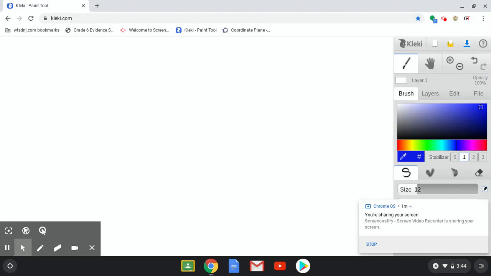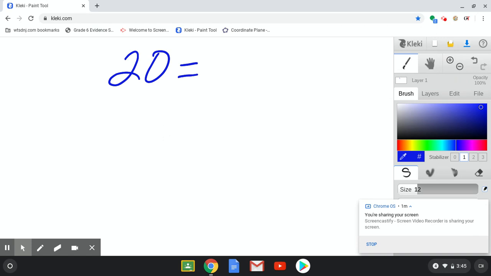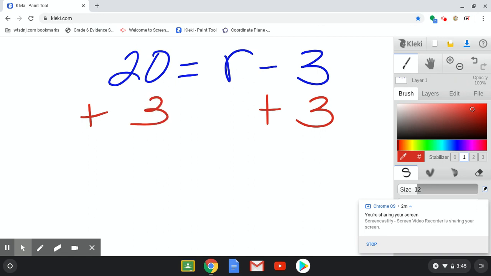Okay, so let's say we had 20 is equal to r minus 3. Okay, my variable's on the right side, but my rules don't change. I still want to get rid of what's on the same side as my variable, which is a minus 3. So we have to do the opposite operation, which is plus 3. So we're going to add 3 to both sides.